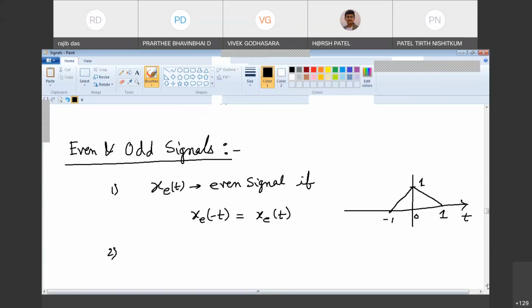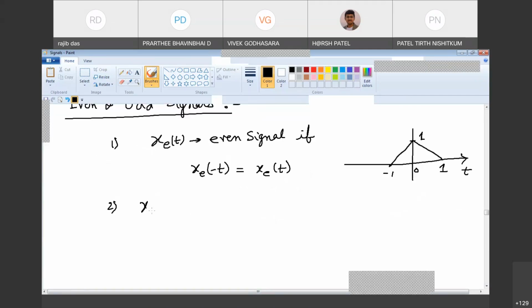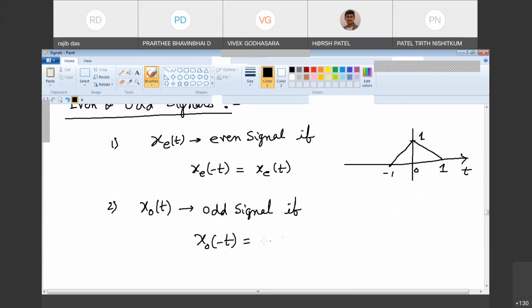Second one, an odd signal, on the other hand. Suppose I'll denote it by x_o(t). It's an odd signal, defined in this way: if you take a flip of its negative side with respect to the y-axis, then the entire signal is multiplied by a negative sign. Okay, the magnitude is reversed. Then only it is called an odd signal.